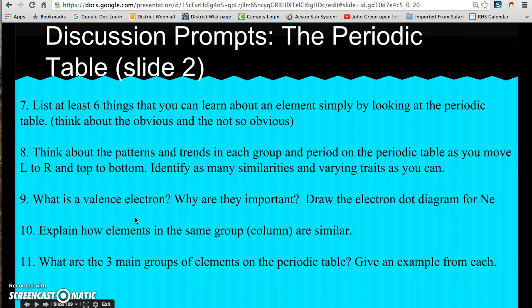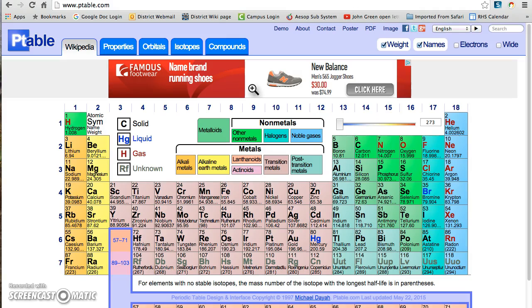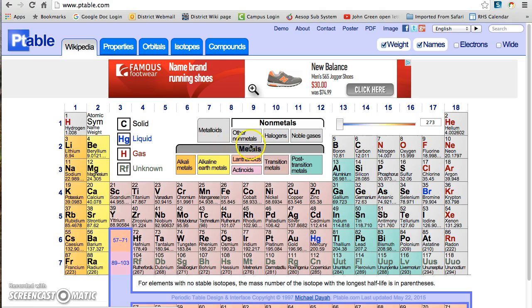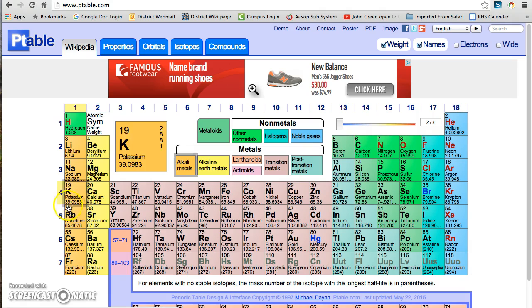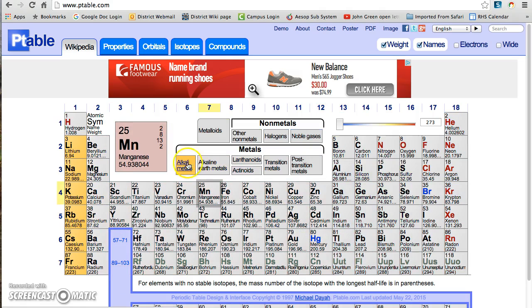Number 11, what are the 3 main groups of elements in the periodic table? Give an example from each. The 3 main groups consist of, if I go to the periodic table here, the metals, which make up a lot of the periodic table. The metals cover basically all the way from the left side over to this green staircase right here. So anything left of this green staircase is going to be a metal. So there's the alkaline metals, the alkaline earth, the lanthanoids, the actinoids, which are down below, transition metals, and the post-transition metals. So all of those would be considered metals.